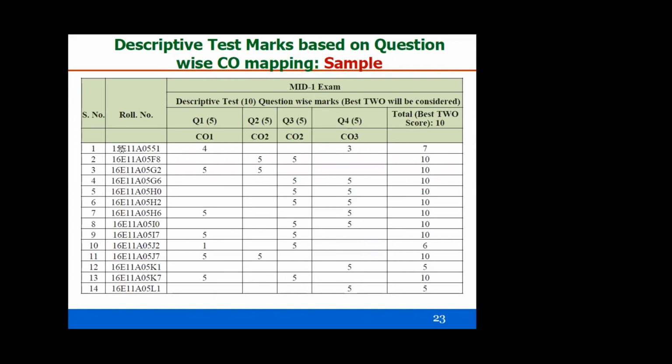For example, a particular student attempted question 1 and secured 4 marks, then attempted question number 4 and secured 3 marks. Only 2 were attempted, so you have to take the sum of these 2. Some students may attempt more than 2 also; in those cases you consider only the best 2. After mapping with a particular CO and question-wise marks, based on these marks we will calculate attainment. How to calculate that, we will see in the next session. But before that, this data is required. This is one sample of descriptive test question-wise marks.